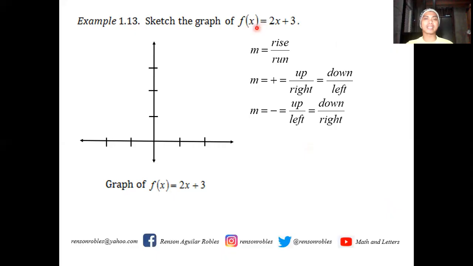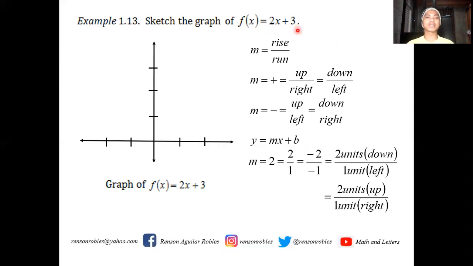So we write f(x) = 2x + 3 in the form y = mx + b, and we notice that the slope is equal to 2. So m equals positive 2. Two can be written in the form 2 over 1, that's 2 units rise and 1 unit run, or negative 2 over negative 1. So I can go 2 units down and 1 unit left, or 2 units up and 1 unit right.